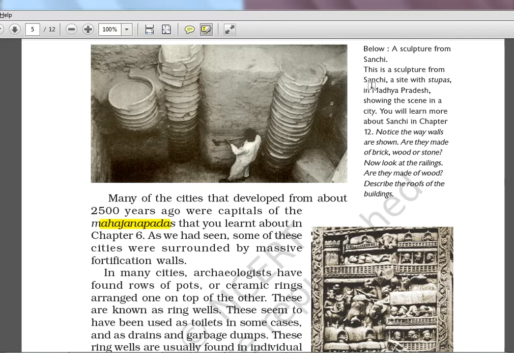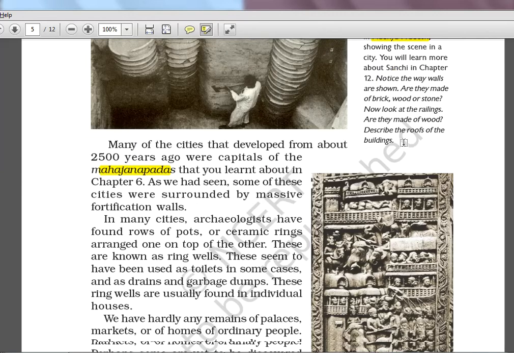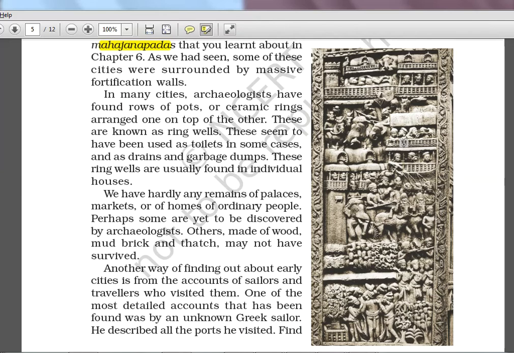So again, Sanchi Stupa, I told you in the last chapter, it's in Madhya Pradesh, and a lot of structures and carvings have been shown. But takeaway, pots, ceramic rings, etc. have been found. And there's something called ring wells, which they found, which seem to have been used as toilets in some cases, and drains and garbage dumps.